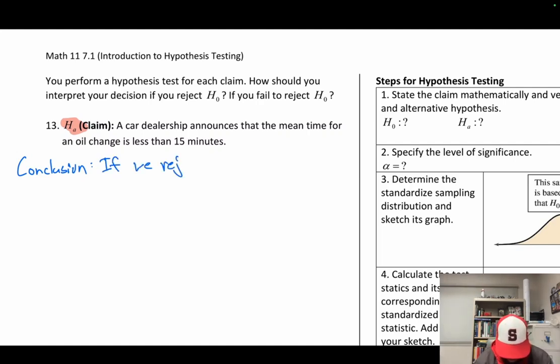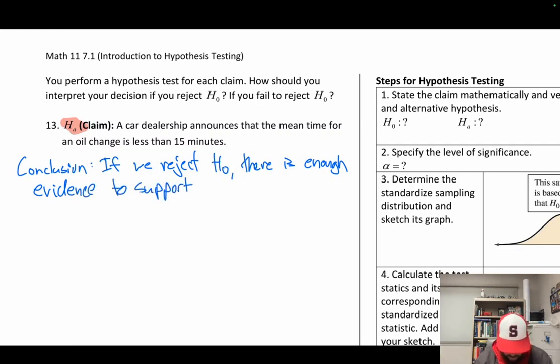We reject our null hypothesis. What we're saying this time is there is enough evidence to support the claim. Because remember, this time our claim is HA, so if there's enough evidence for the alternative hypothesis, that would then make the null hypothesis rejected.